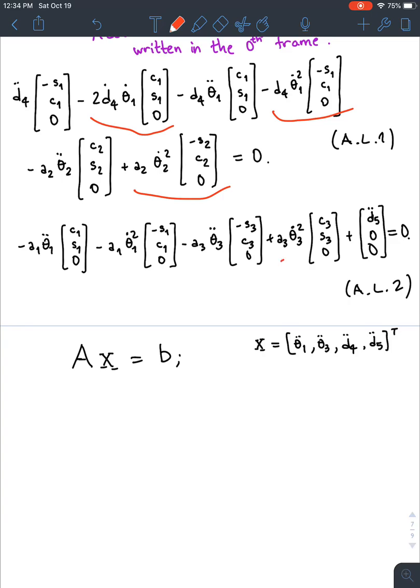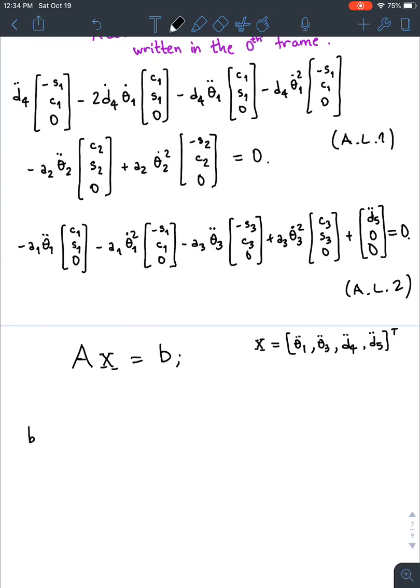For the AL2, this part is completely known. This part is completely known. Moreover, in AL1, this part is also completely known because we are driving the second link. Hence, we know what theta 2 double dot is. Okay? So all of these terms that are underlined with red are going to go into the B vector. Okay? So let us construct the B vector first.